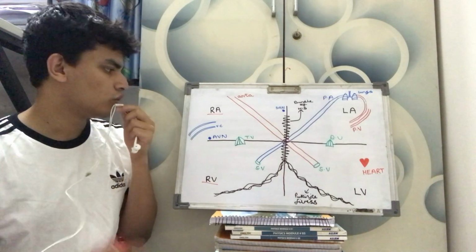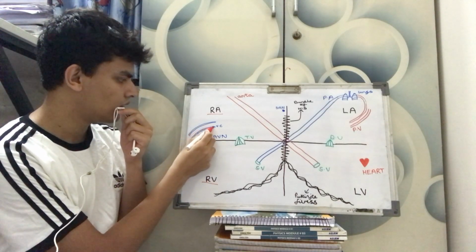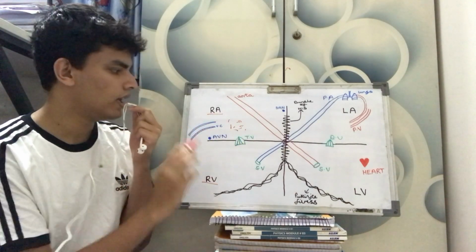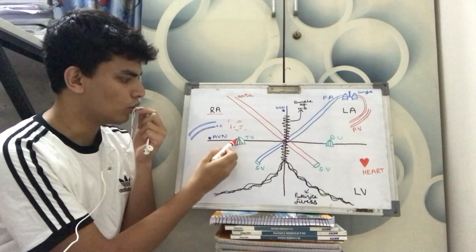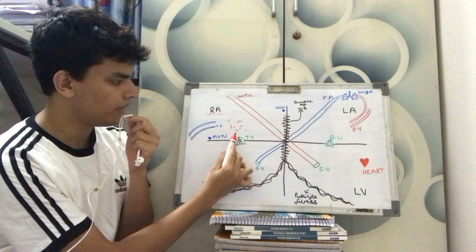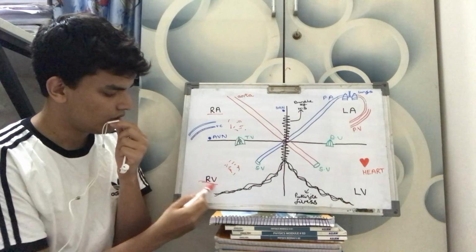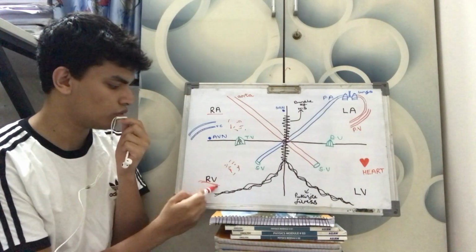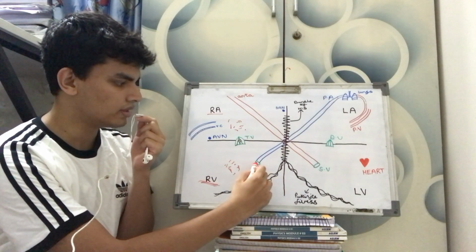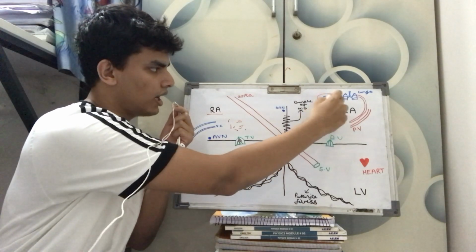Okay. So blood comes from here, the vena cava. It is collected in the right atrium. Then from the right atrium it goes through the tricuspid valve and is collected in the right ventricle. Then from the right ventricle it passes through the semilunar valves and goes into the pulmonary artery.